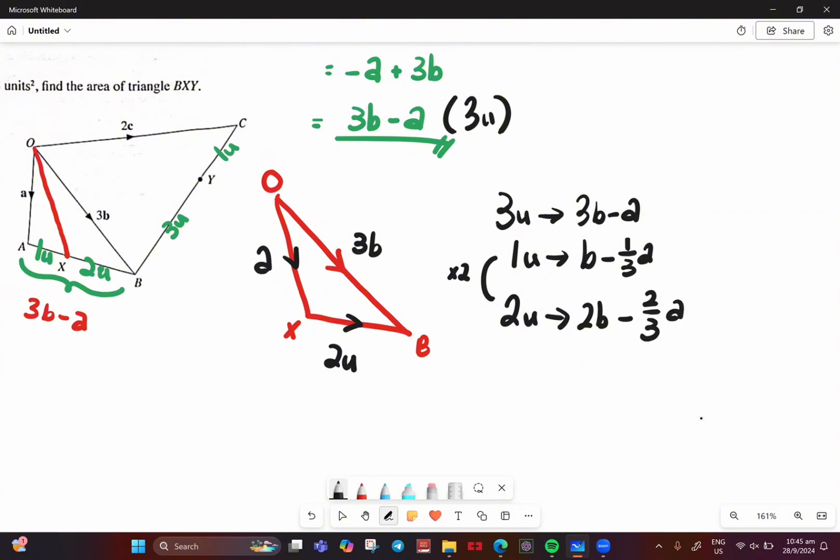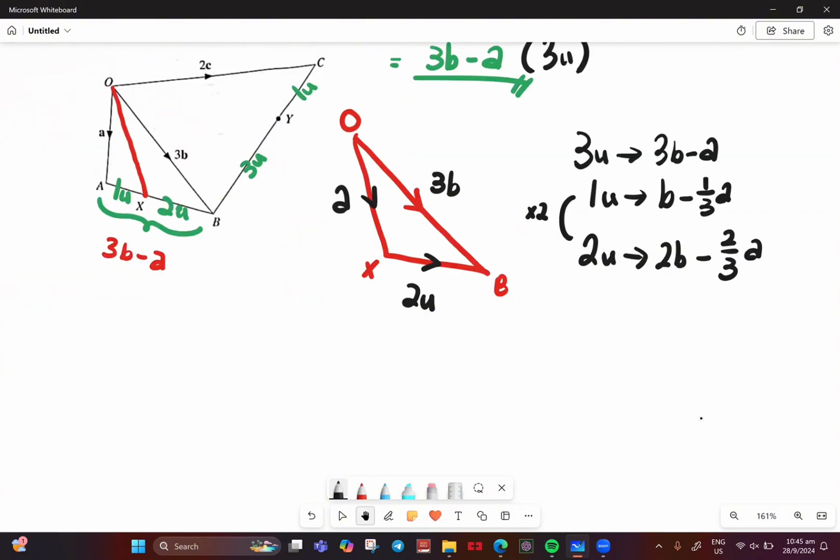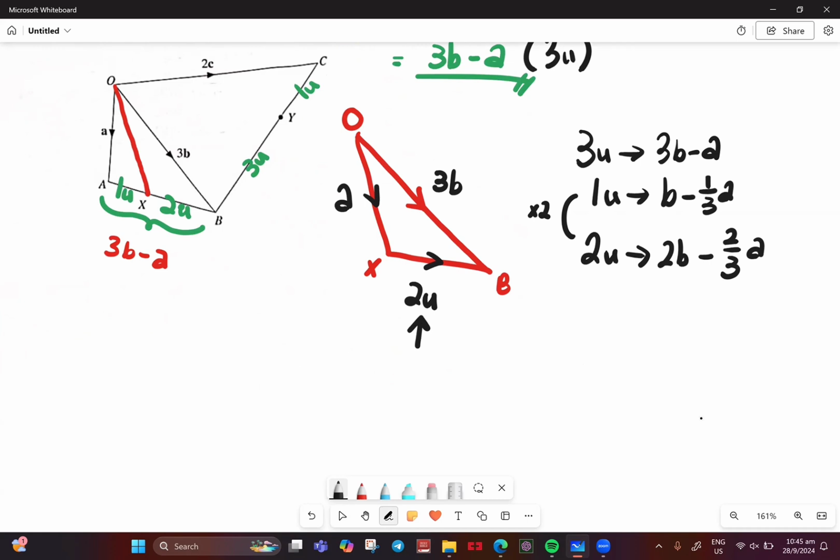Am I making sense or not making sense? Okay, this is 2b minus 2/3 A, right? This is the one, right? So this is 2b minus 2 over 3a. Is this something that you can understand?